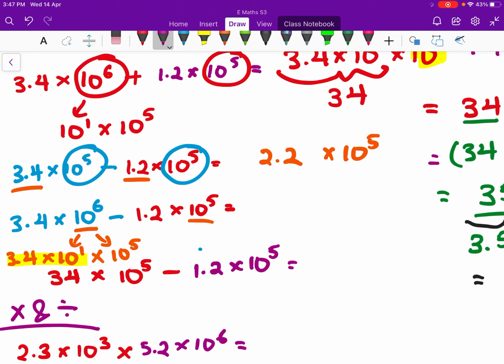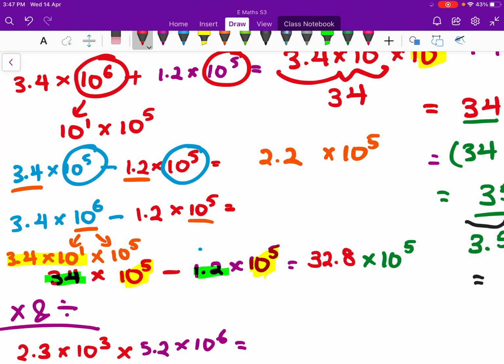Since the standard form now is the same, 10 to the power 5, 10 to the power 5, you simply just write 10 to the power 5 here and put a multiplication sign, and use 34 minus away the 1.2. So 34 minus 1.2 is about 32.8. So you leave it in this form is okay. Of course if you want to manipulate, you can.